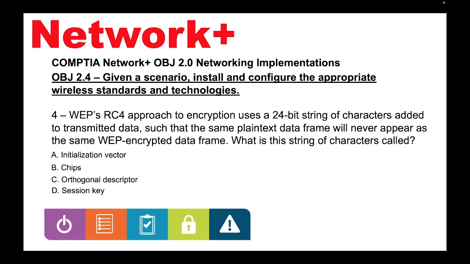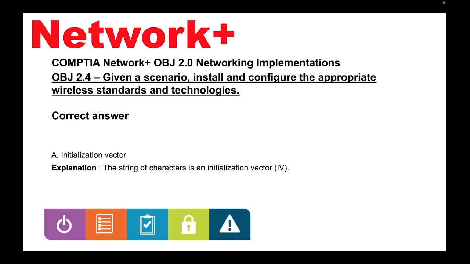Question 4. WEP's RC4 approach to encryption uses a 24-bit string of characters added to the transmitted data, such that the same plain text data frame will never appear as the same WEP encrypted data frame. What is this string of characters called? A, Initialization vector, B, Chips, C, Orthogonal descriptor, or D, Session key? Correct answer is initialization vector.